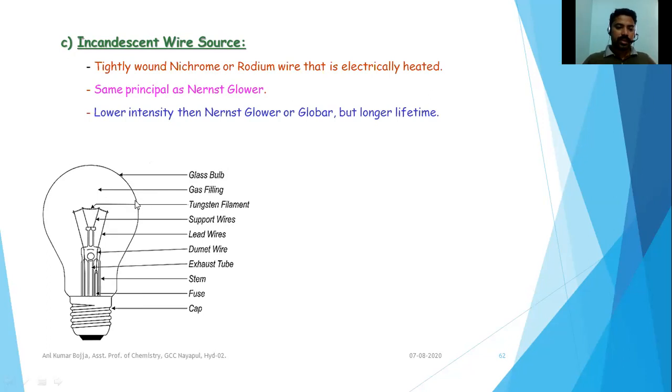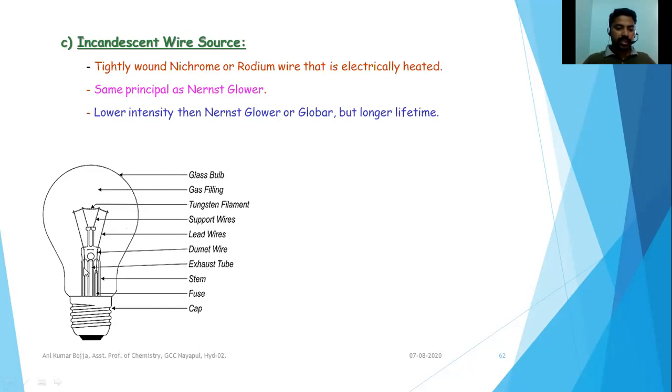So inside the glass bulb, gas filling is there, and there is the tungsten filament and supporting wires for the tungsten filament, to hold it in such a way as to avoid connection with other parts of the equipment. And there are lead wires. Here these are the lead wires. They are used for the passage of electricity.